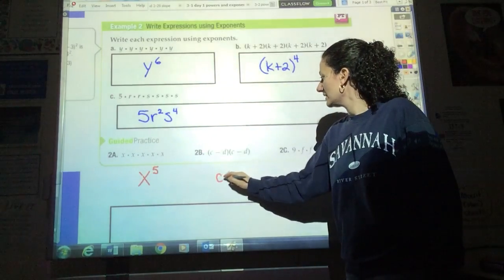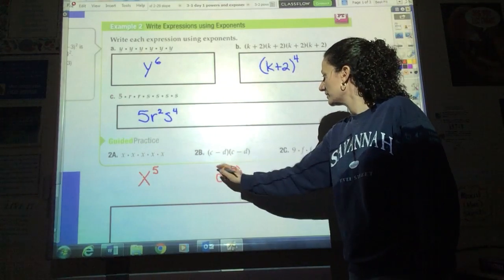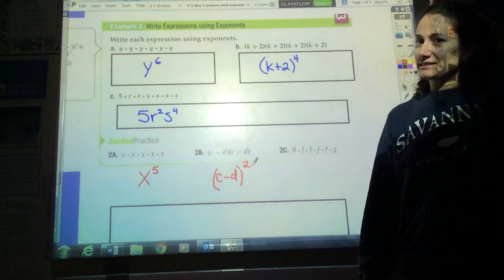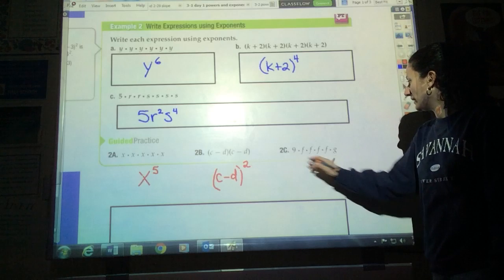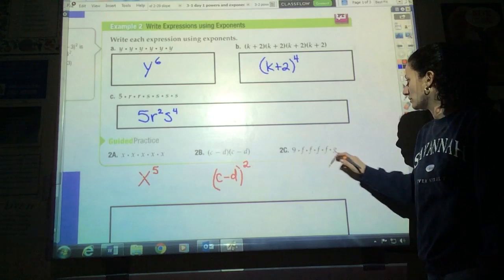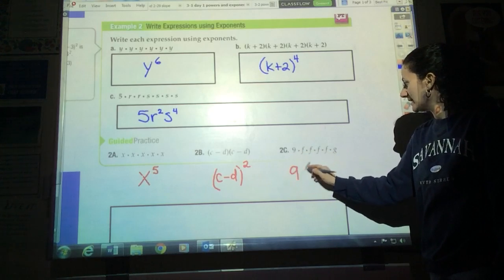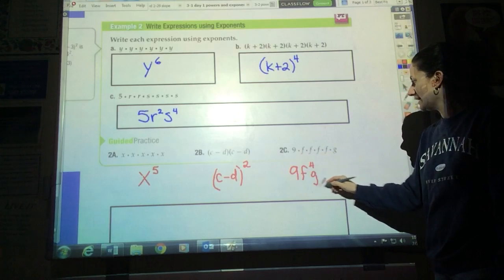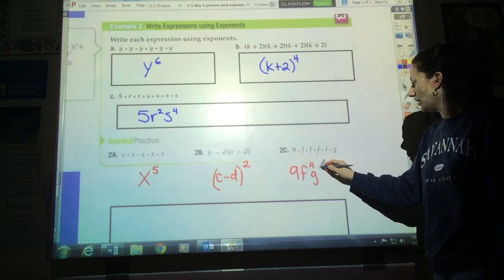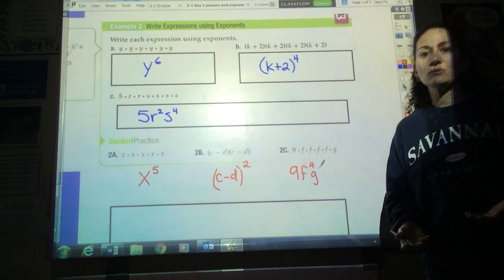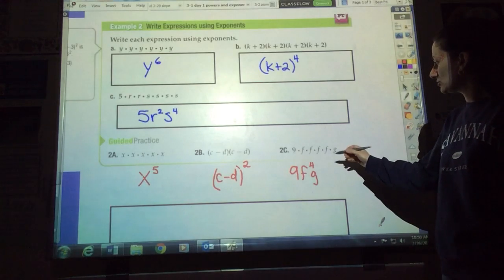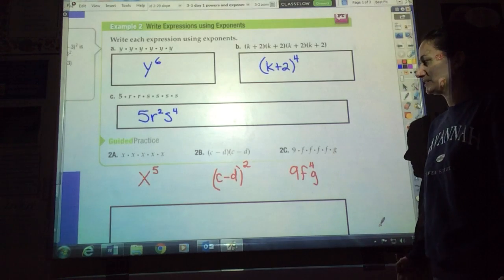Here, we've got c minus d in parentheses to the power of 2. Did you keep the parentheses? And here, we have multiple different parts of the base. We've got 9, f to the power of 4, and then g. Since there's only one g, our exponent would be 1. If the exponent is 1, you don't need to write anything. Okay? It's assumed that the exponent is 1 if it's not there.